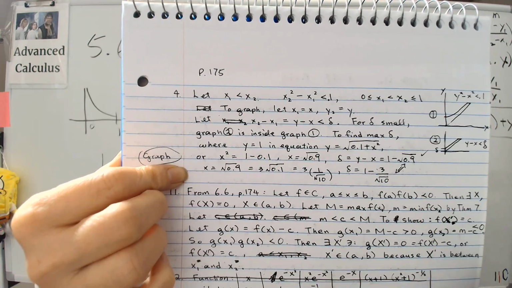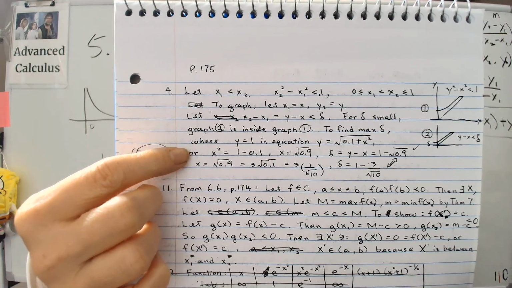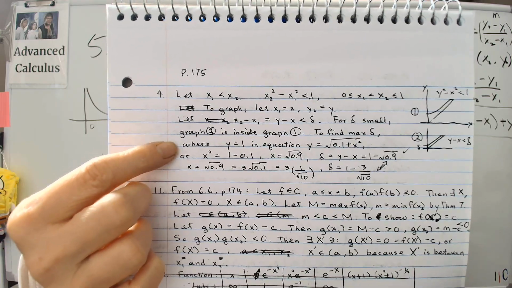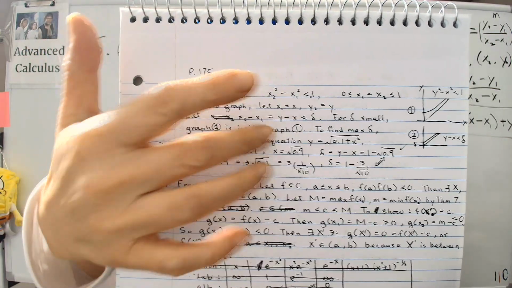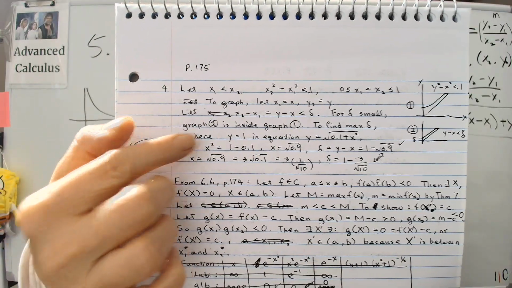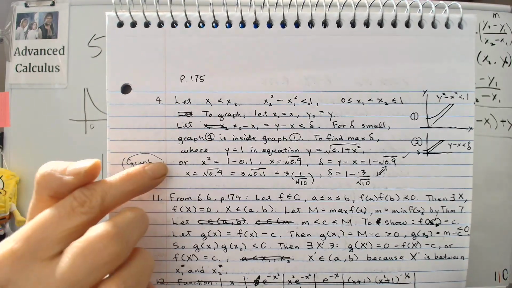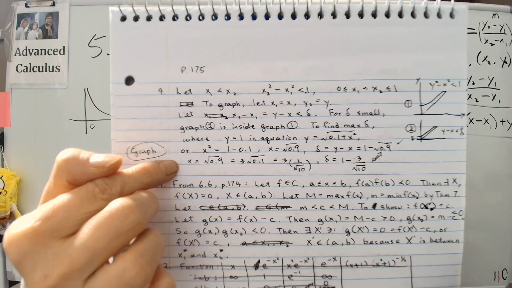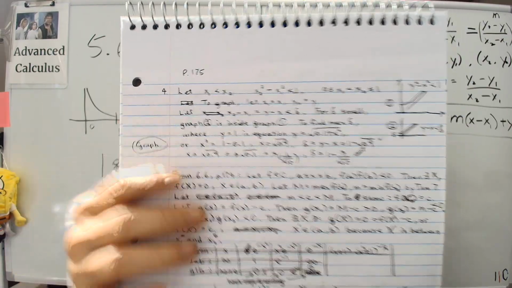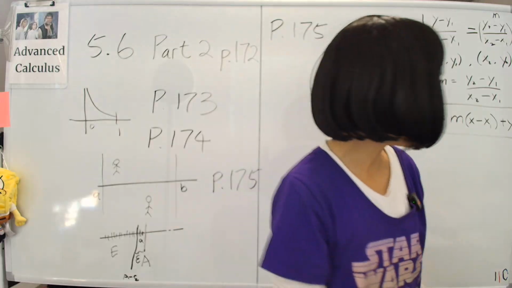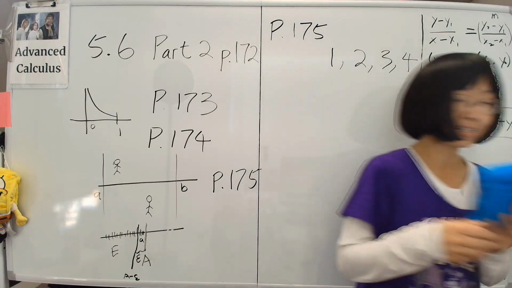Now once you find the equation, y equals 0.1 plus x squared equals 1, and you solve this equation, then you will get delta equals 1 minus square root of 0.9, and that is the answer. I also graphed this on the calculator so you can see better.